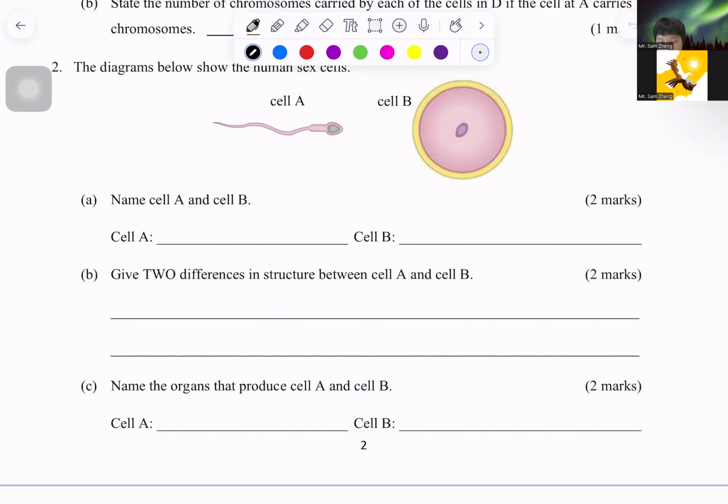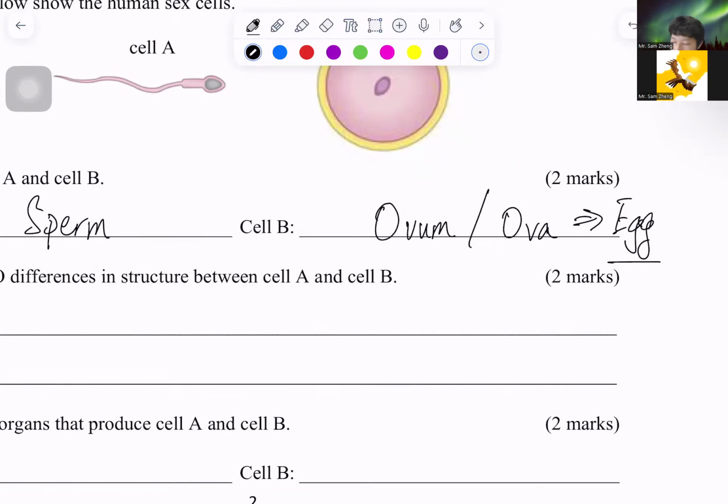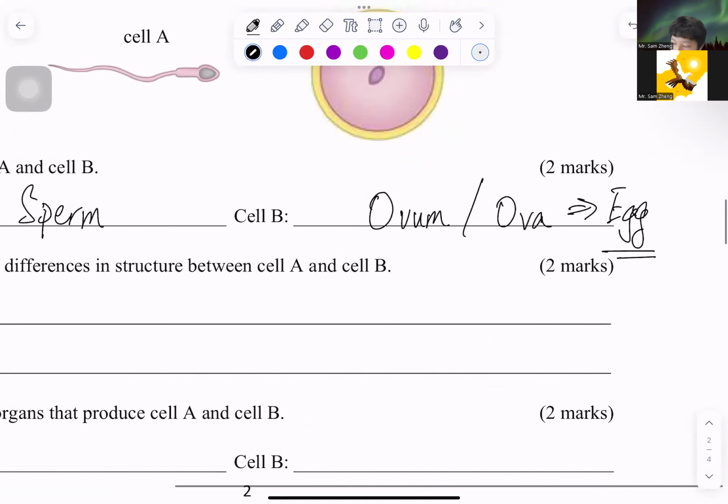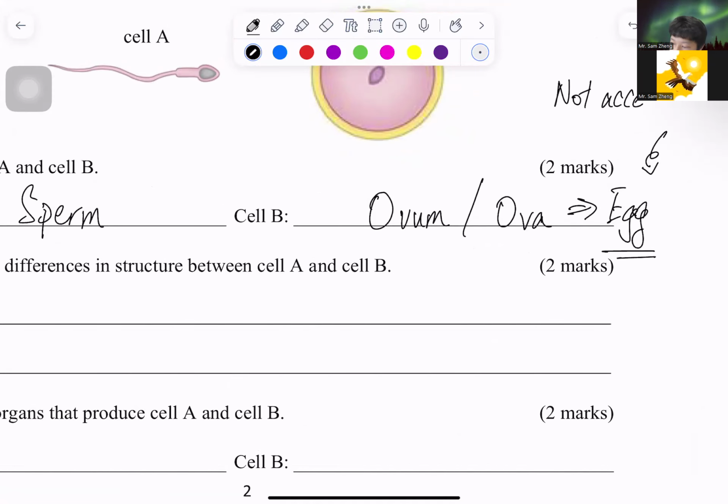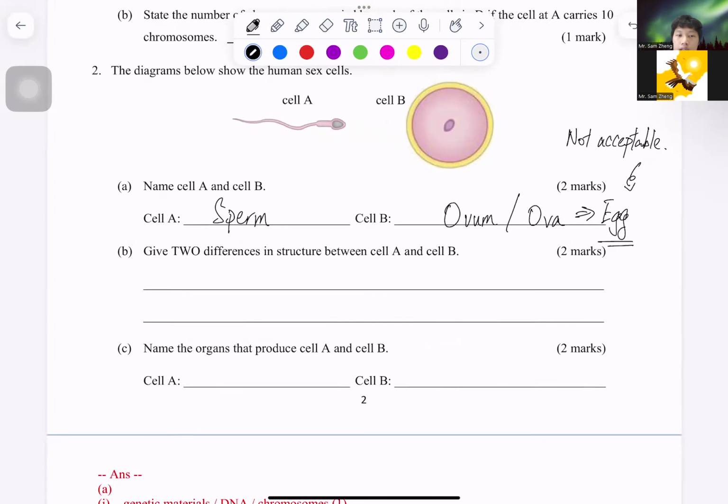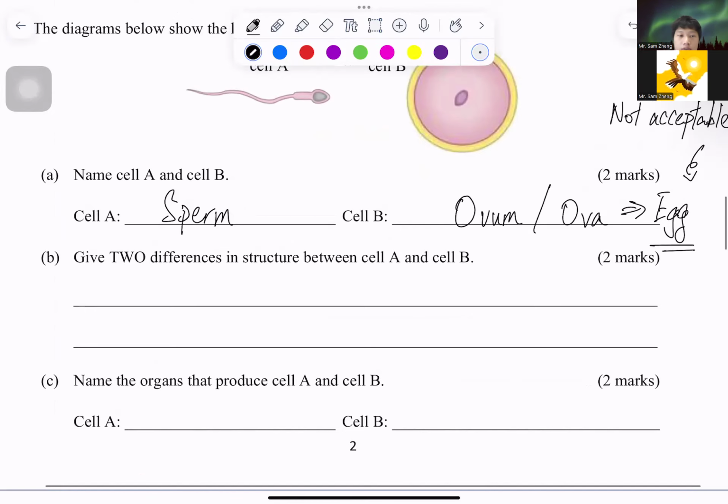Now, I think most of you can identify these two types of cell. Cell A is a sperm cell, while cell B is an ovum cell, or the ova. Some of you mentioned egg. In examination, egg is not acceptable. It is a must for you to mention ovum or ova. Egg is too general, therefore it is not acceptable here.